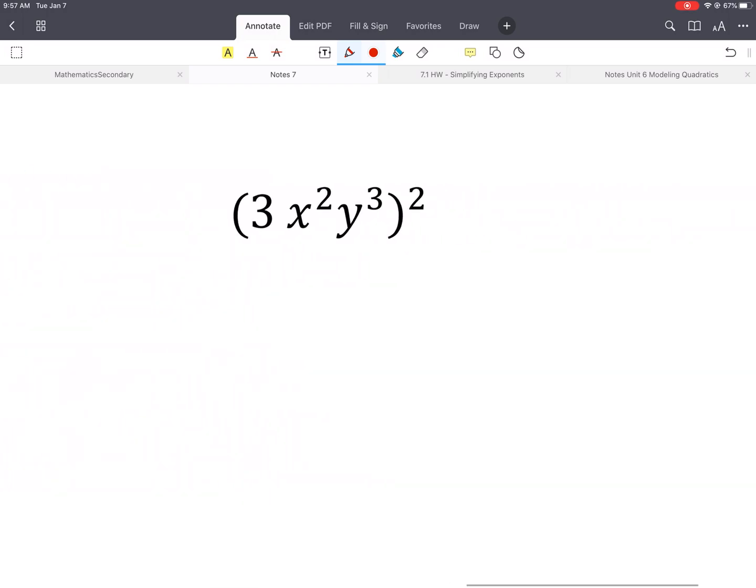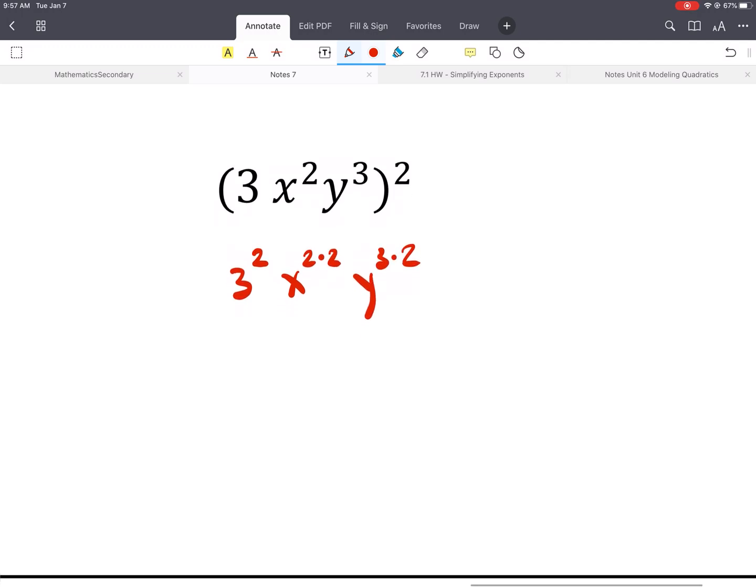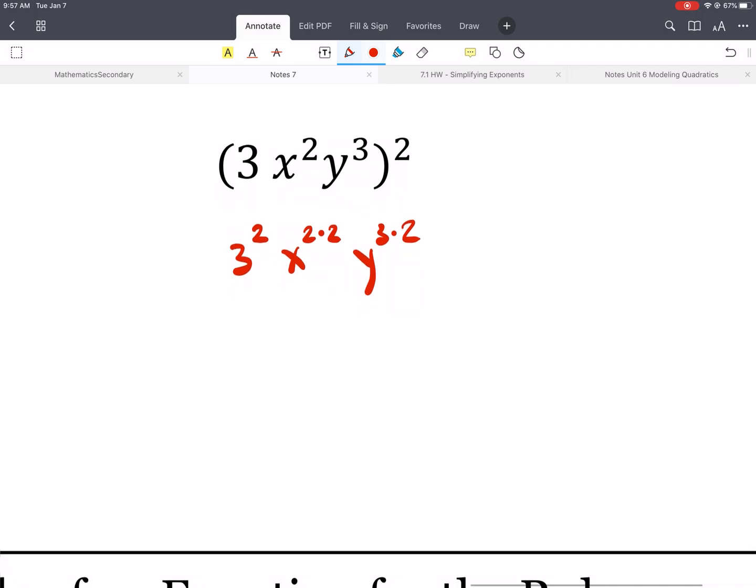Okay, here's another example. Again, you're going to do the same thing. This is going to be 3 squared. This would be x 2 times 2, and we do y 3 times 2. So we just multiply their exponents when we have a power inside of a power. So that gives us 9x to the 4th, y to the 6th.